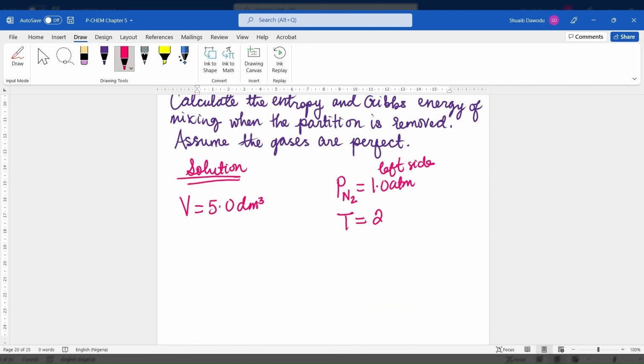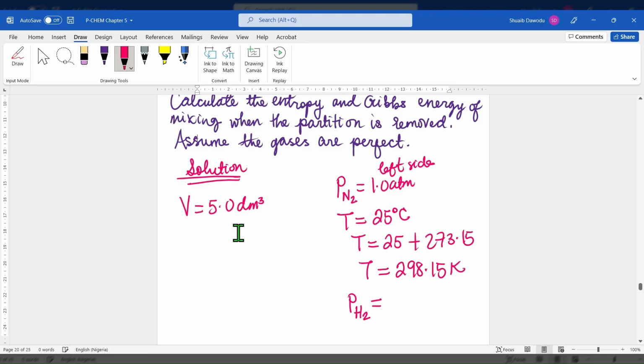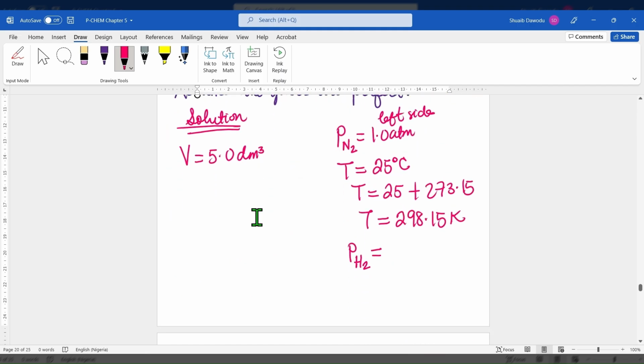So 25 degrees Celsius. We can just convert directly now from degrees Celsius to Kelvin. So 25 plus 273.15. So temperature is just 298.15 Kelvin. And then the pressure of hydrogen gas, which is what is on the right compartment, is just the same as nitrogen. So it's just basically writing the same thing. So 1.0 atmosphere. The temperature is also going to be 298.15 Kelvin.